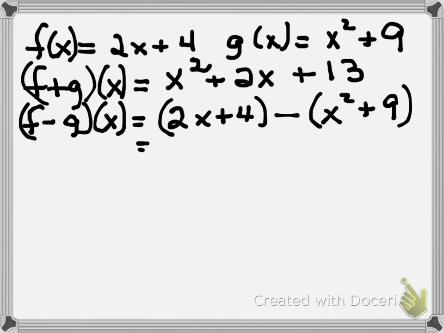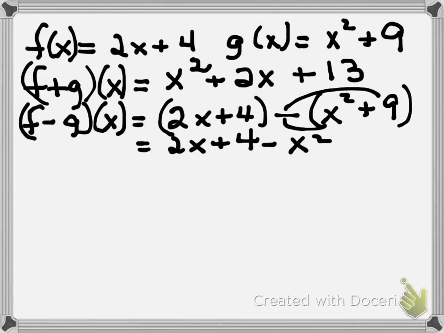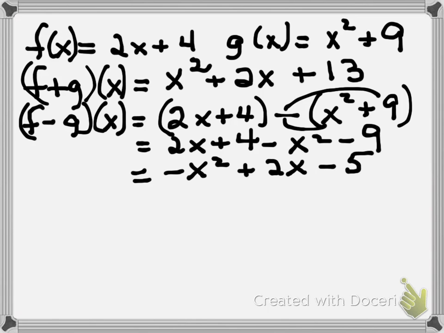So I would have 2x plus 4, but then this would be a negative x squared, and it would be a negative 9. And that's a common mistake that people make. They just write minus x squared plus 9. And you really have to distribute that negative. So now in standard form, I have negative x squared plus 2x minus 5.